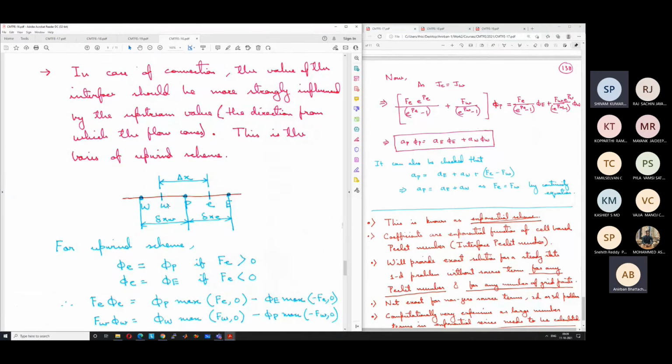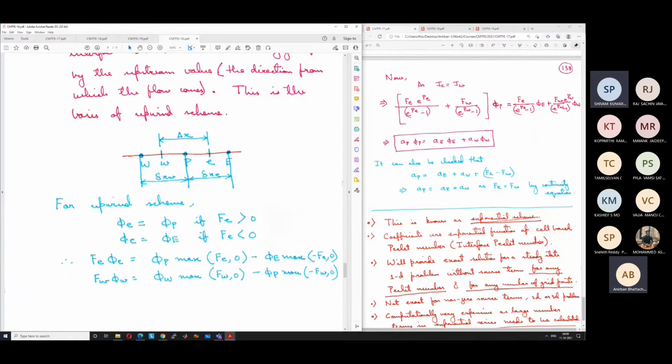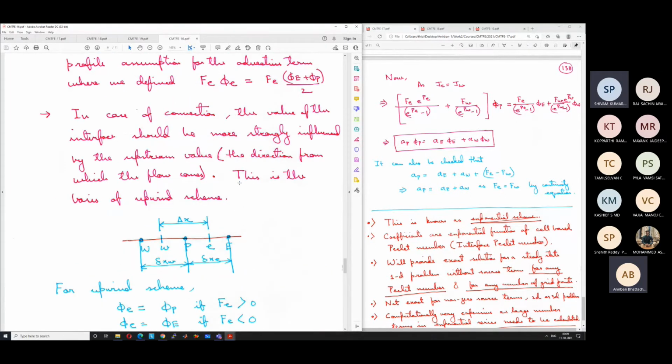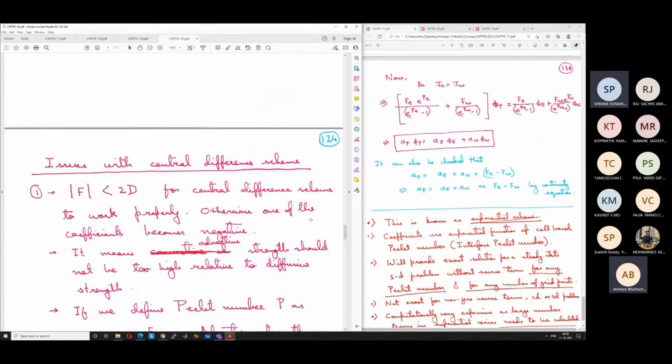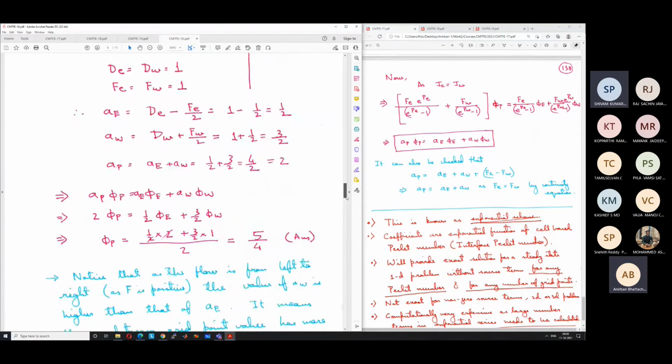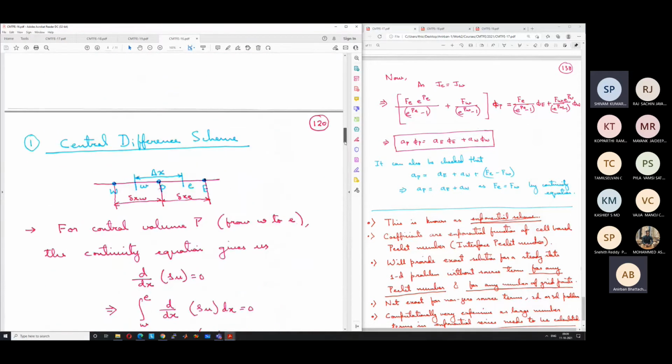For any interface, we need the convective flux, not only the velocity but the value of the variable, and that is interpolated for the central difference scheme as the average of the two neighboring grid point values, for both the convective term and the diffusive term. And we have seen the drawback of that.